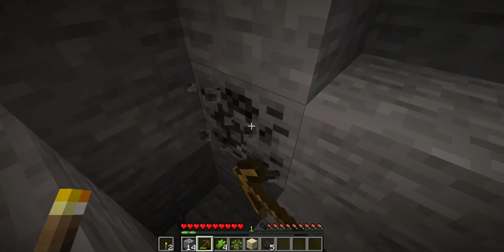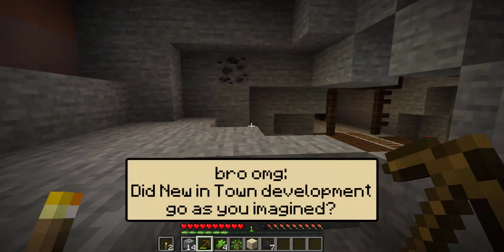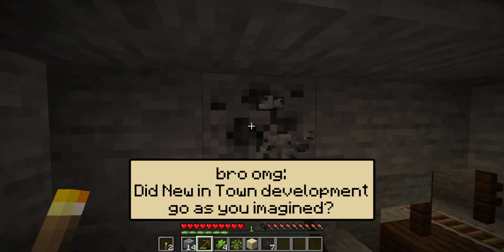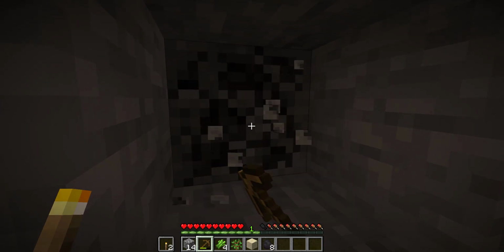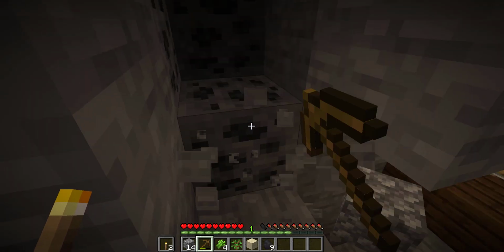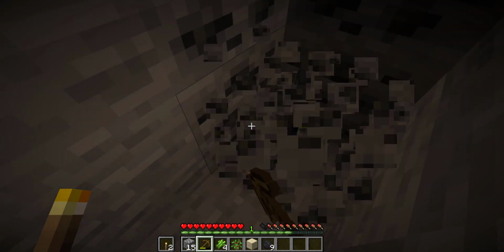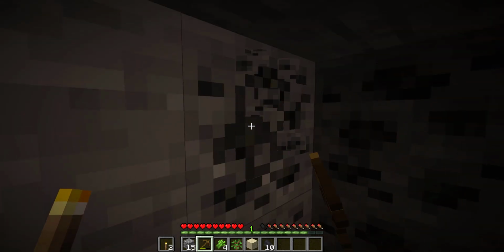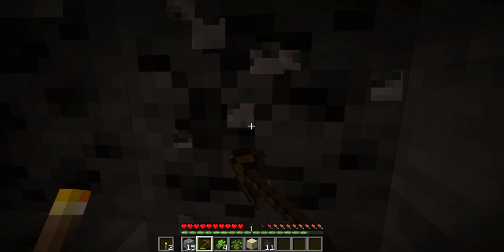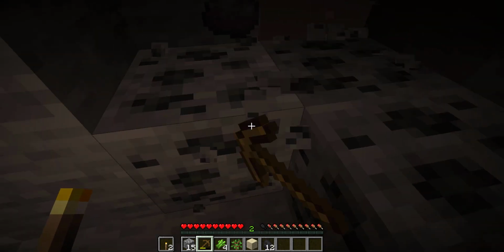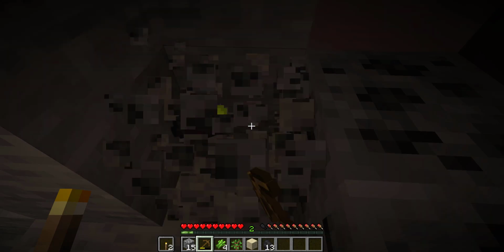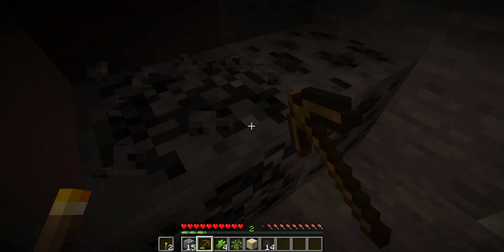Discord user BroOMG asks, did New in Town development go as you imagined? And I would say, for the most part, yes. I didn't necessarily have everything planned out. Certainly when I started, I didn't think that I was going to have railways. I didn't think I was going to have ramps. But in general, in broad strokes, in terms of what I wanted to work on in each step of the way, I would say yes.